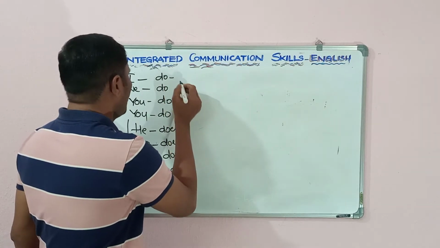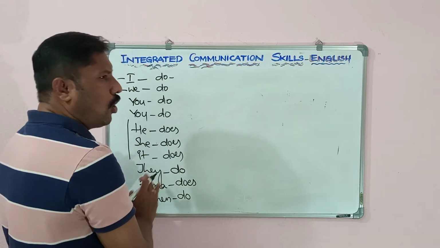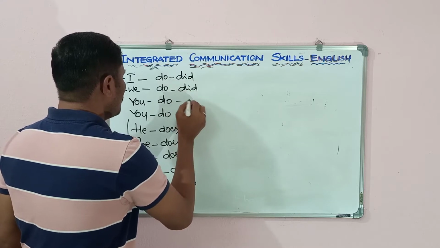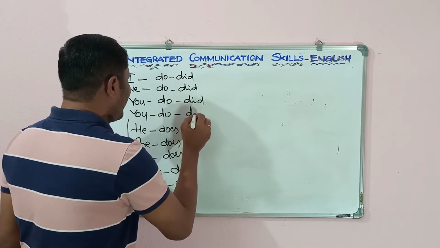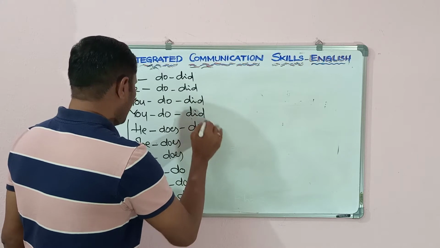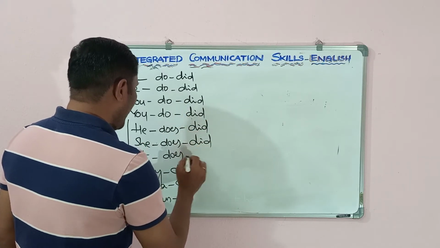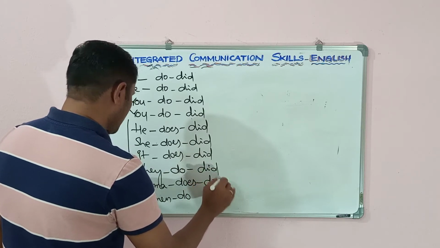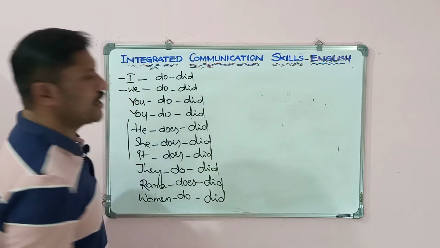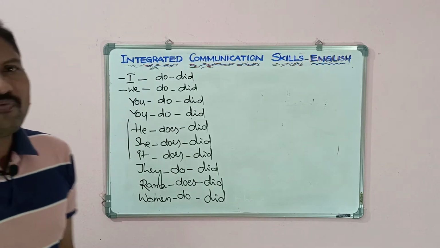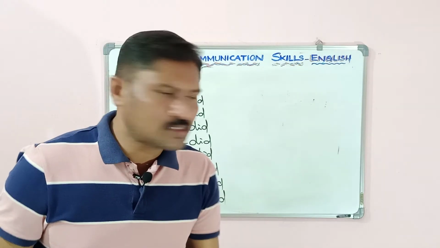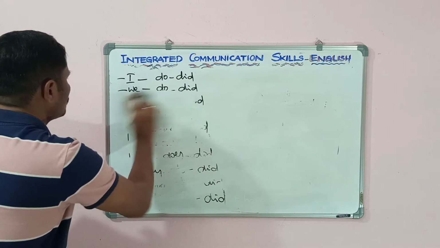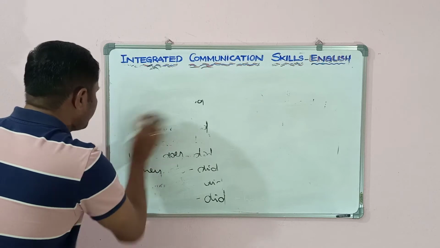Next, what about did? Did is used after all of these. I did, we did, you did, he did, she did, it did, they did, Rama did, woman did. Like this we can use these do forms after personal pronouns and nouns, both singular and plural.